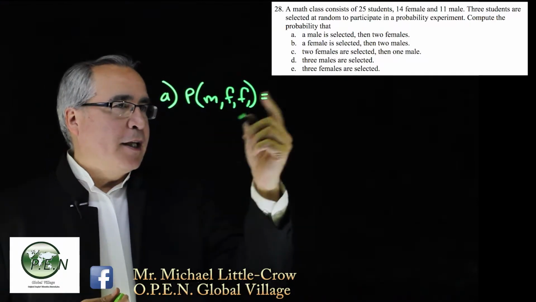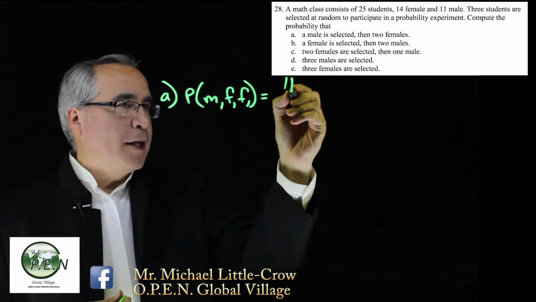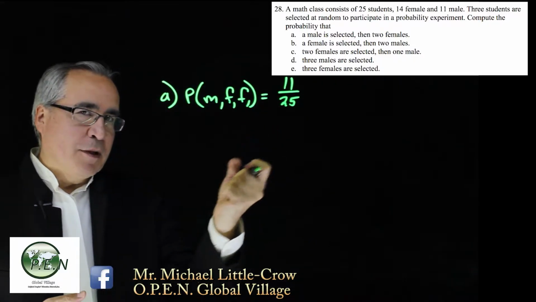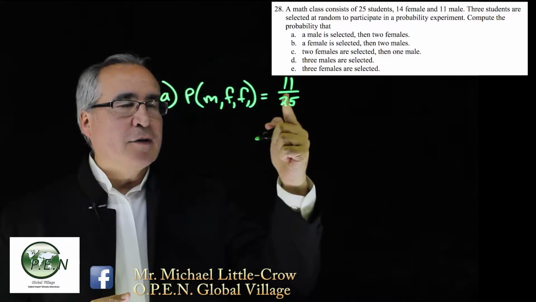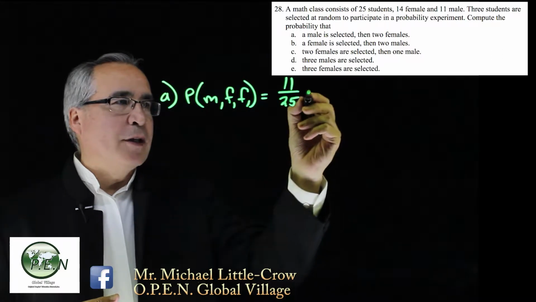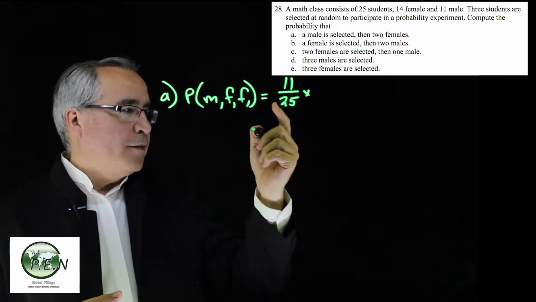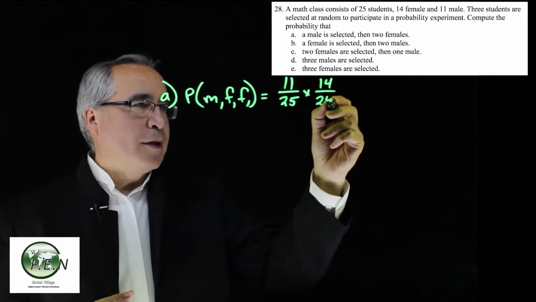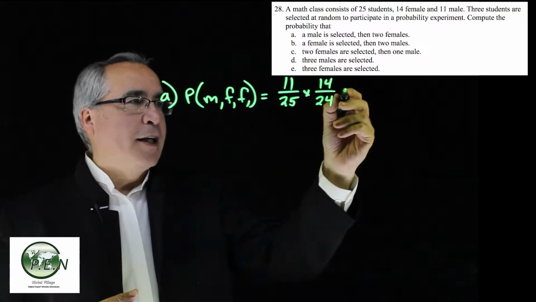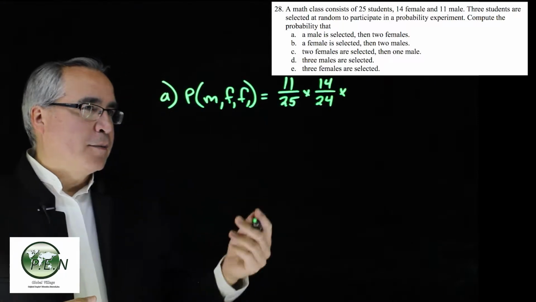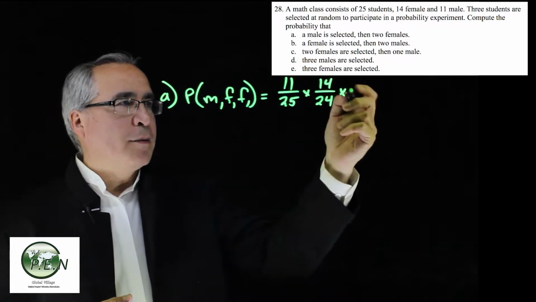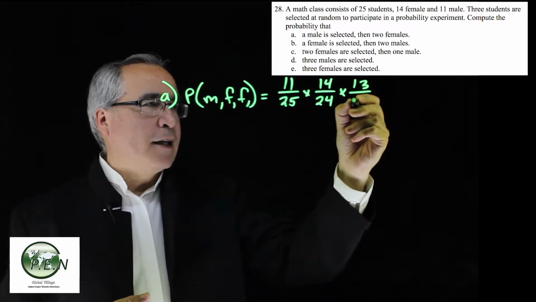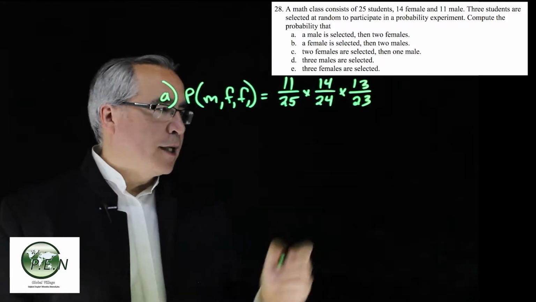So the probability of getting a male, well, there are 11 males out of 25. The fact that we chose a male means that there's 1 less male and there's also 1 less student. There's still 14 female students, but there are now only 24 total students. And when we go to choose the 3rd student, getting a female, we're going to have 1 less female, which gives us 13 out of 23.